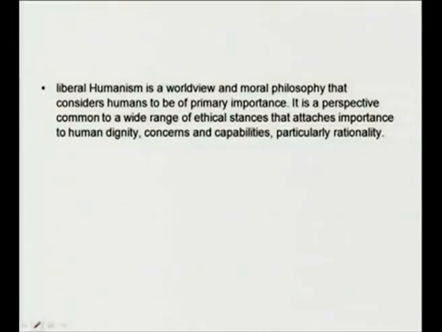Liberal humanism has its roots at the beginning of English studies in the early 1800s and became fully articulated between 1930 and 1950. It was attacked by theories such as Marxism and feminism beginning in the 1960s. Liberal humanism is a worldview, therefore, and moral philosophy that considered humans to be of primary importance.